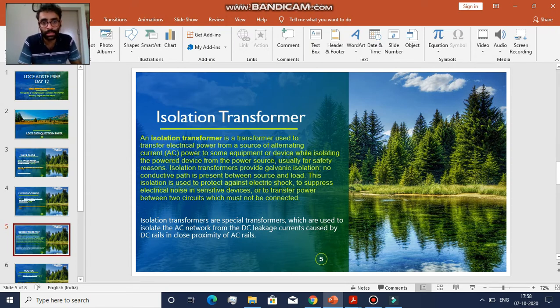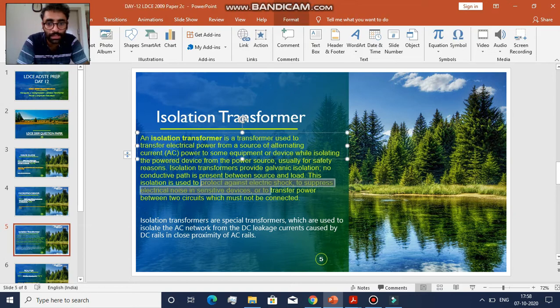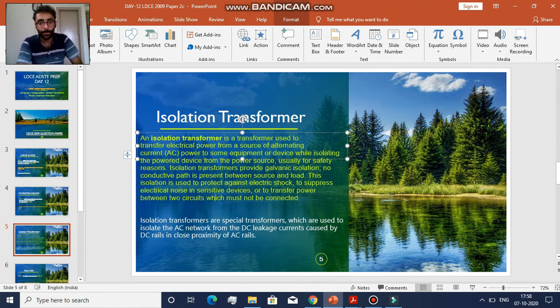And what is the reason? The isolation is provided for safety reasons, right? And this isolation is used to protect against electrical shock, to suppress electrical noise in sensitive devices, or to transfer power between two circuits which must not be connected. So in these three situations we provide an isolation transformer. What is the first situation where you can provide an isolation transformer?